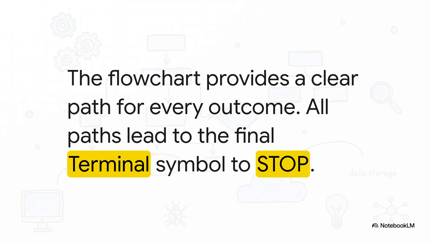If B is bigger, we say it's the winner. If not, then C has to be the biggest. And this is crucial. All of these paths eventually come back together and lead to our final terminal symbol, stop. This makes sure our process always finishes and never hits a dead end.